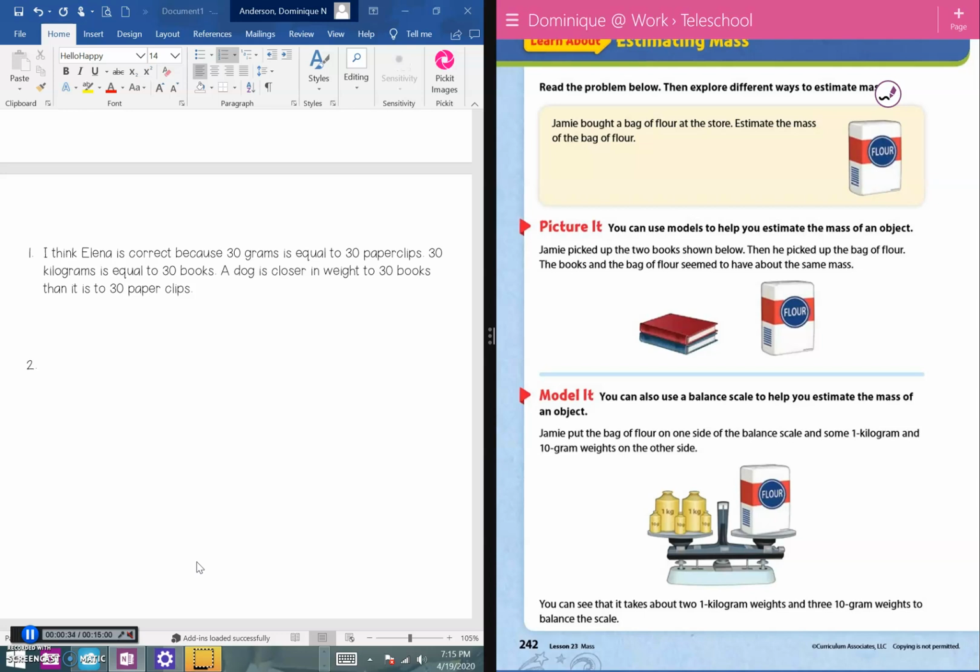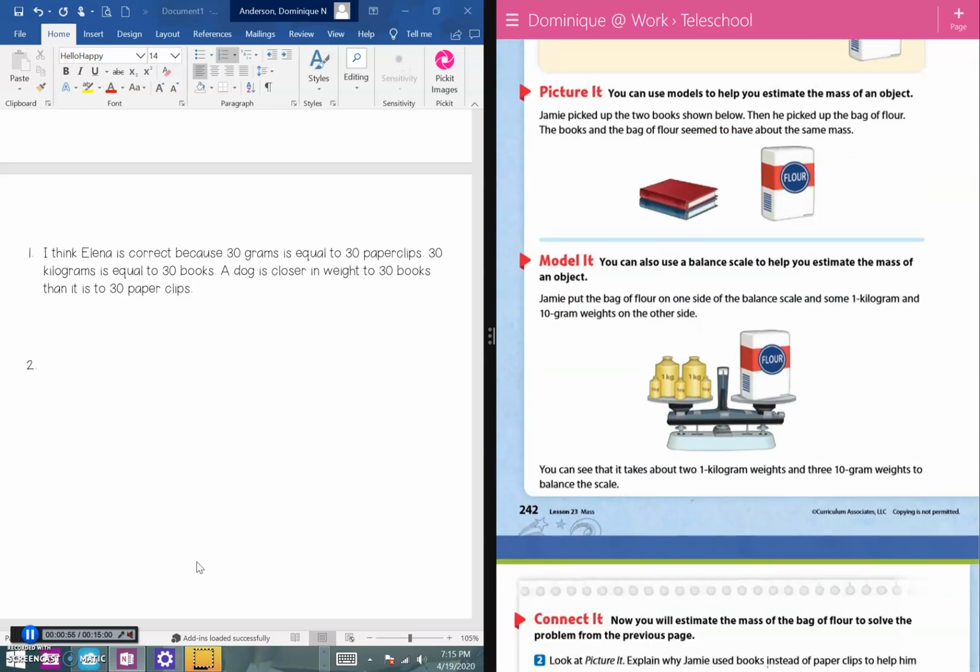So you can use models to help you estimate the mass of an object. Jamie picked up 2 books shown below. Then he picked up the bag of flour. The books and the bag of flour seem to have about the same mass. Again, remember, mass equals weight. Mass is weight, so they weigh about the same amount.